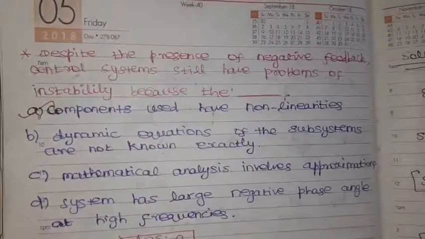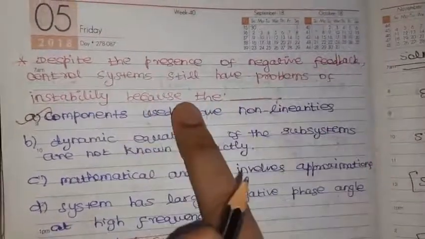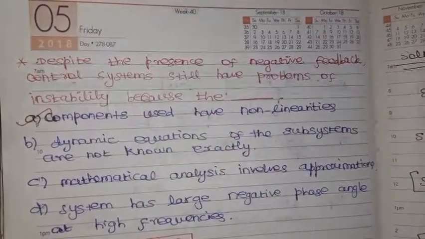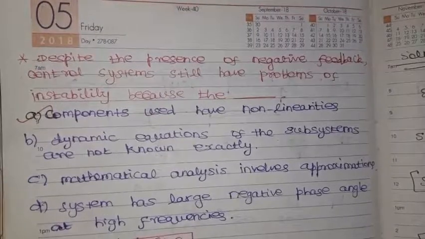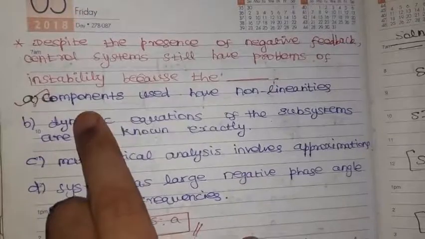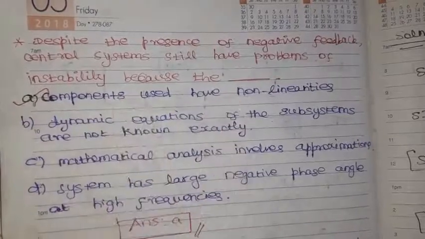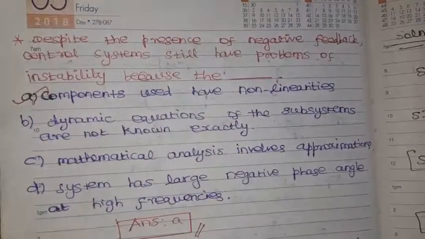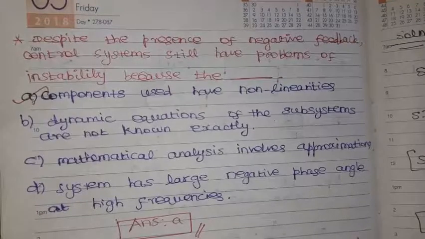Then, despite the presence of negative feedback, control systems still have problems of instability because of the following. The 4 different options are given. So what is the best option? Components used have non-linearities. Components used have non-linearities is the right option.